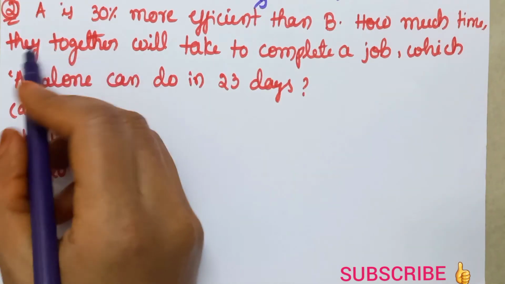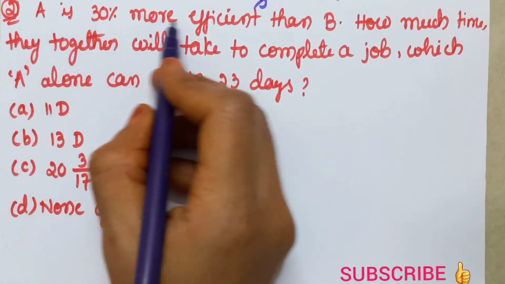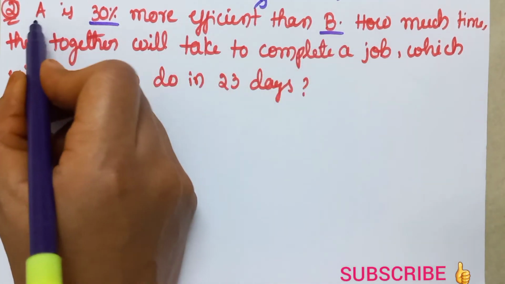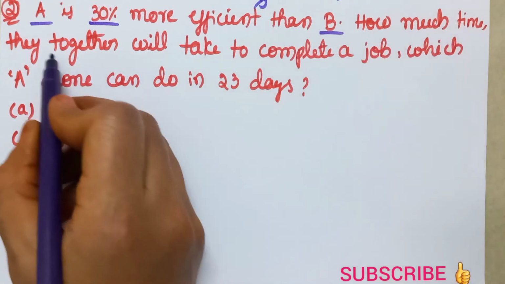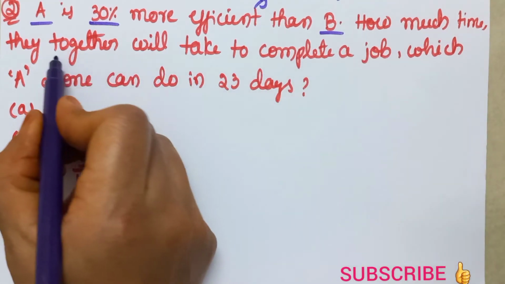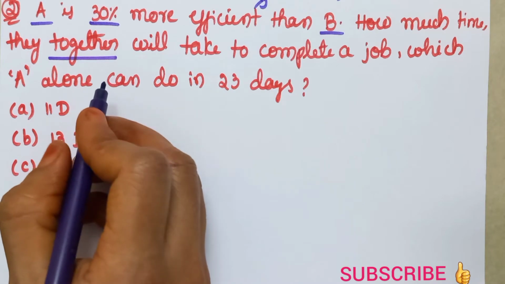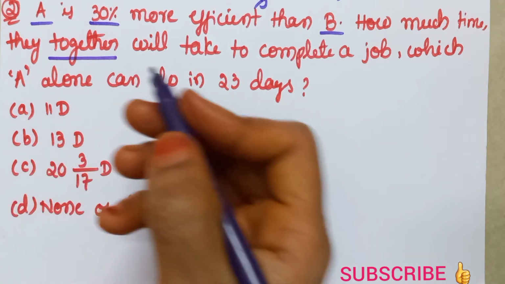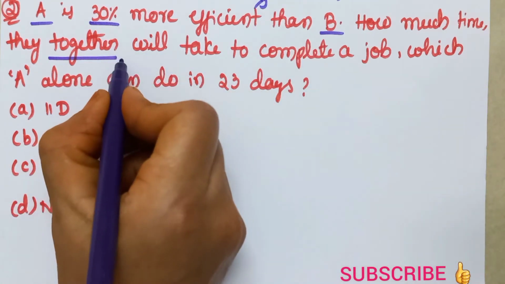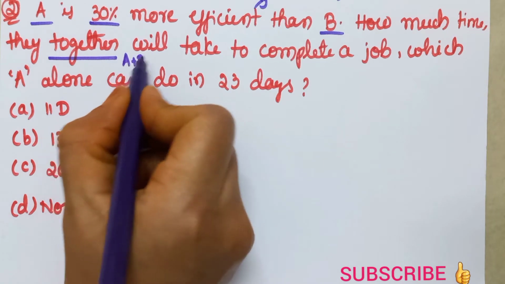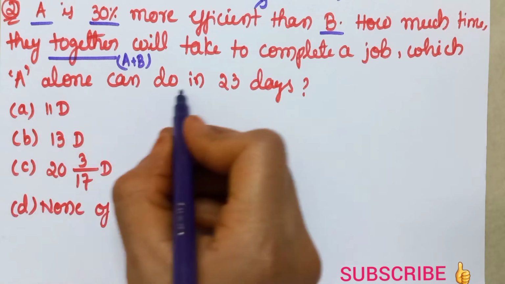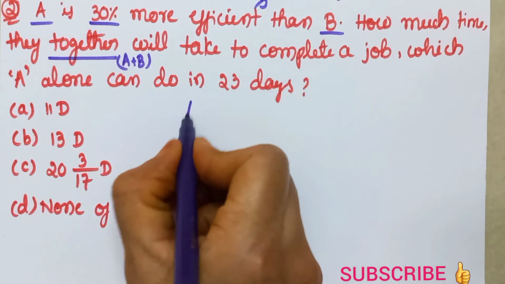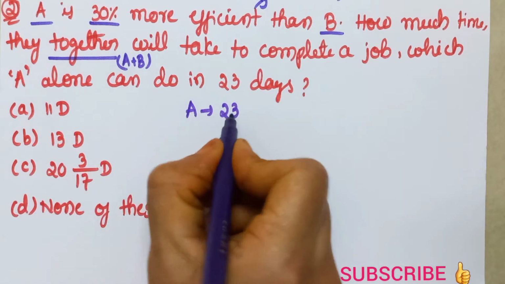Let's go for another example, that is: A is 30% more efficient than B. This is similar to the above one, and the difference comes here. How much time will they together take to complete a job? Here they did not ask us to find the individual time taken by the individuals, but they asked us to find the time taken by A and B together. So we have to find A plus B here. A alone can do it in 23 days.